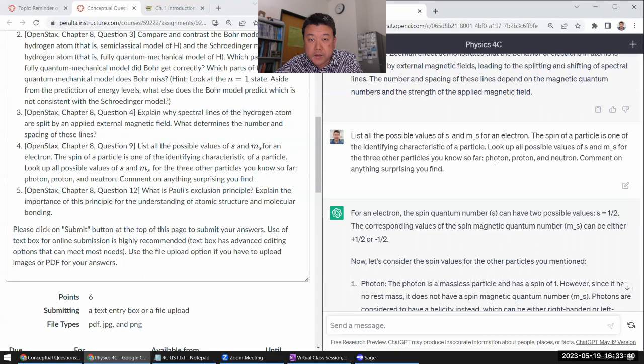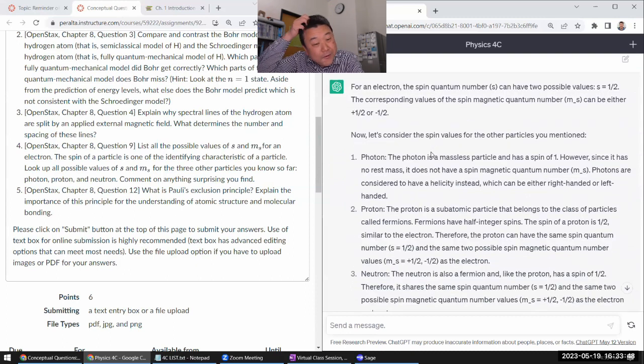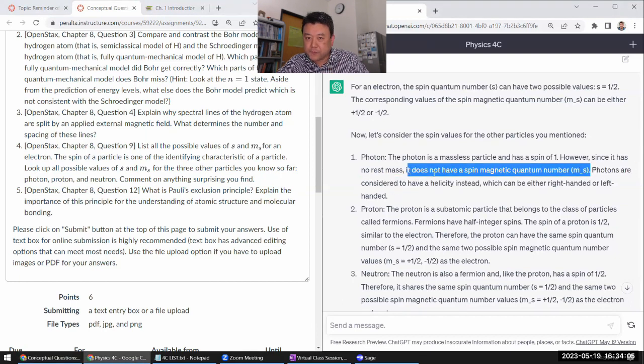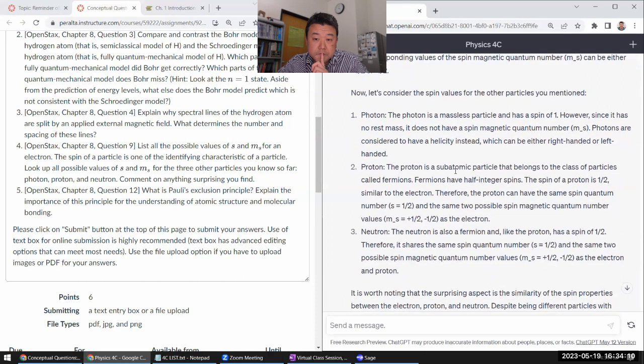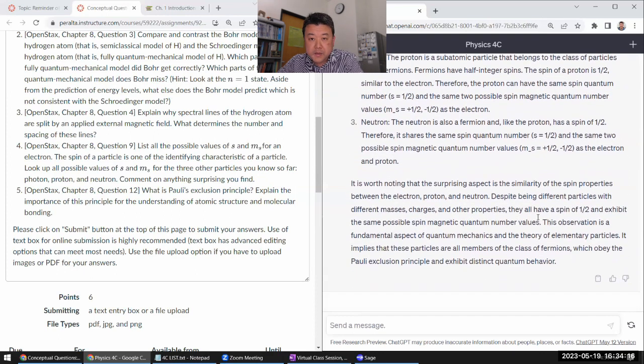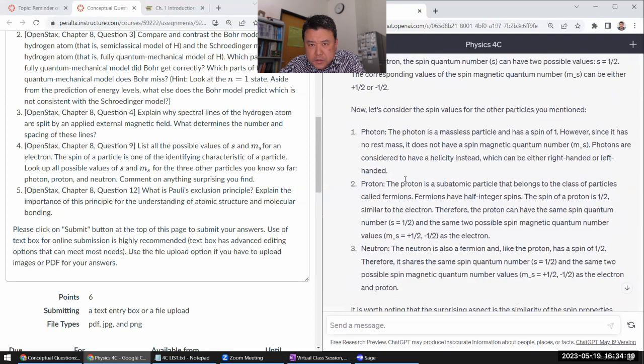Possible spin states for each: proton and neutron, it's the same as electron. Photon is going to be an interesting one. This is one where I want to do a Google search, like spin states of photon. Since it has no rest mass, wait, that is not quite right. So I'll come back to photon in a bit. Proton, same as electron. So I guess the photon answer could be considered right.